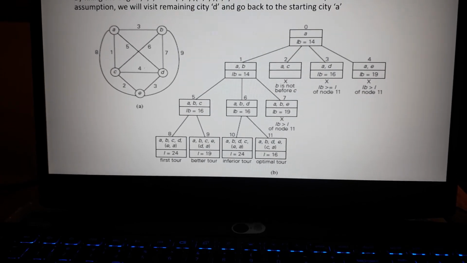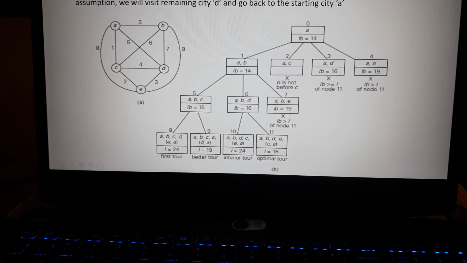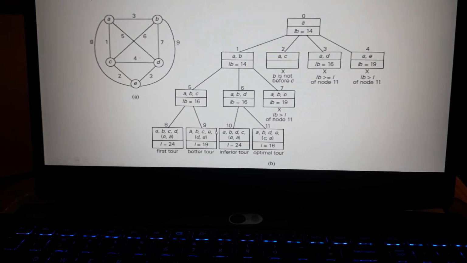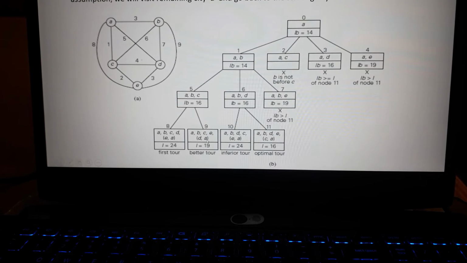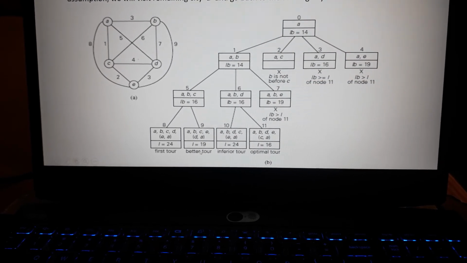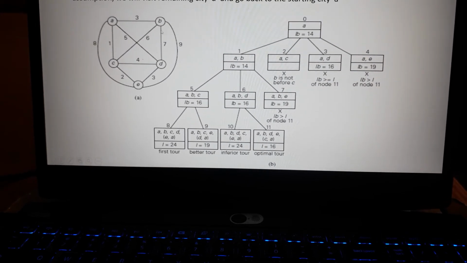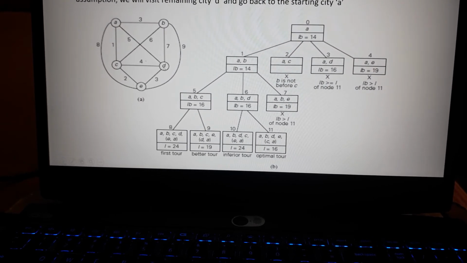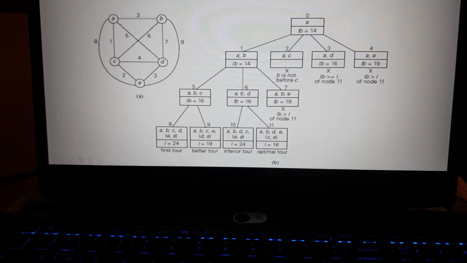Similarly, after visiting A, B, C, in case you visit the city E first, then we completed 4 cities. So, we have to visit the 5th city and return back to the starting city A. Then the total length of the tour L is equal to 3 plus 6 plus 2 plus 3 plus 5. So, the total length is equal to 19.